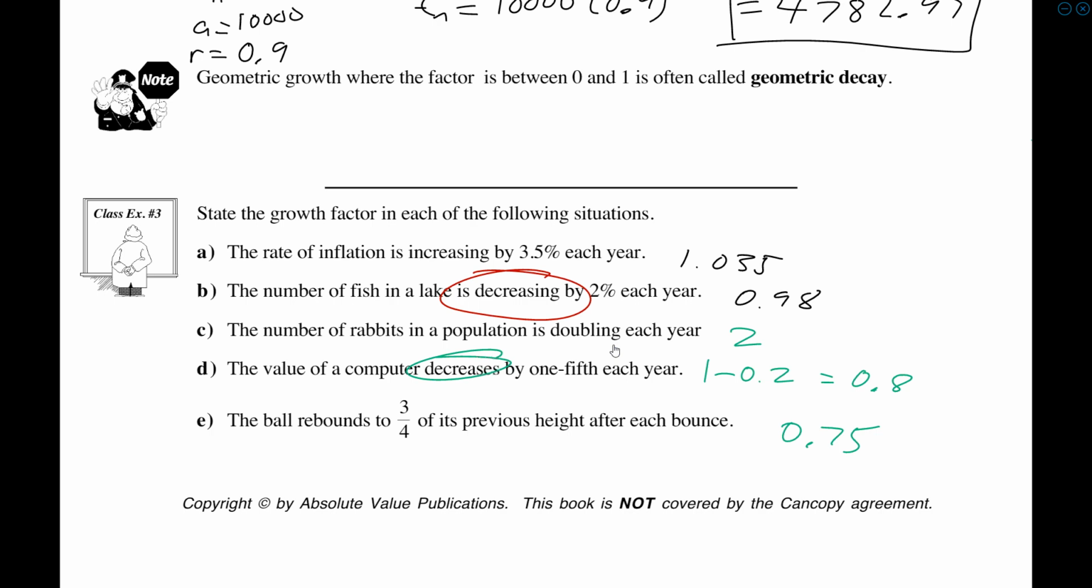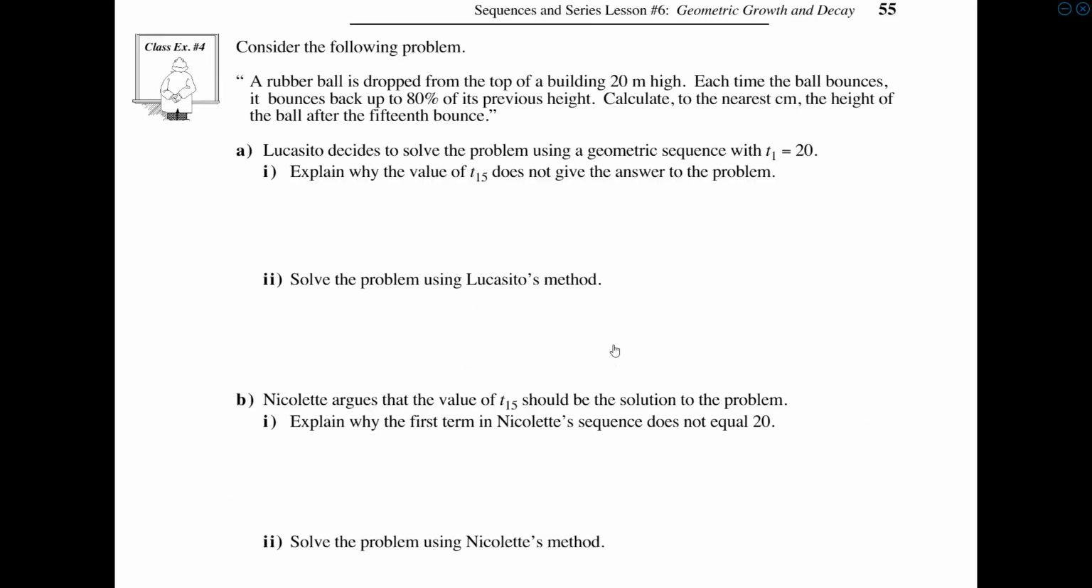0.75 of its previous height. So this is converting a fraction, or converting a whole number to a decimal, converting a percent to a decimal. Good. So how about this rubber ball?